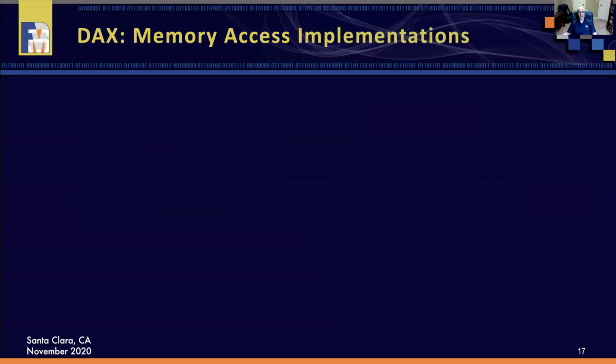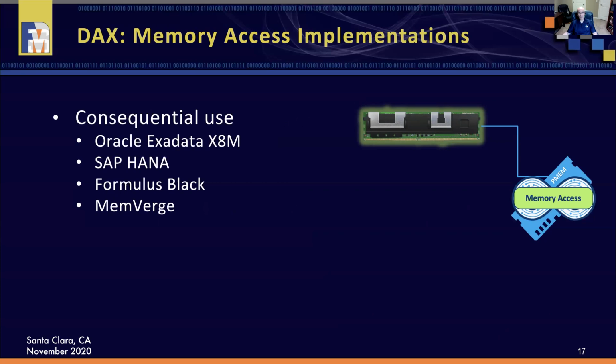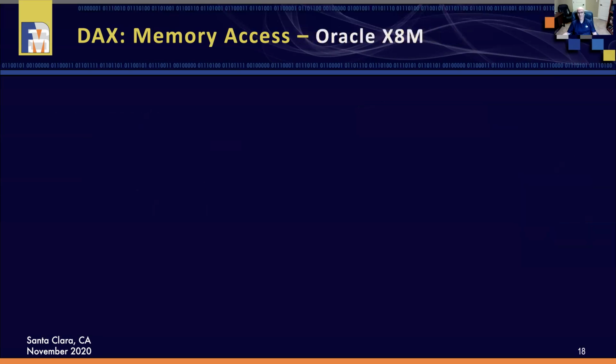And there are some really interesting, clever implementations. Consequential use is being done with this with Oracle Exadata X8M, SAP HANA, Fomula Splack, and Memverge. Oracle's database, the latest versions, the one that's supposed to come out this year, will also directly access it, even if it's not in Exadata. So let's look at their implementation in Exadata, which is incredibly useful.